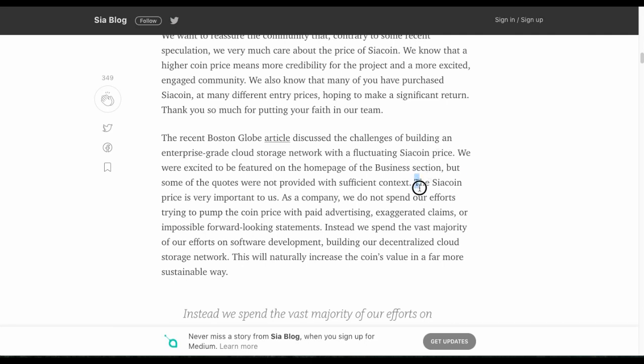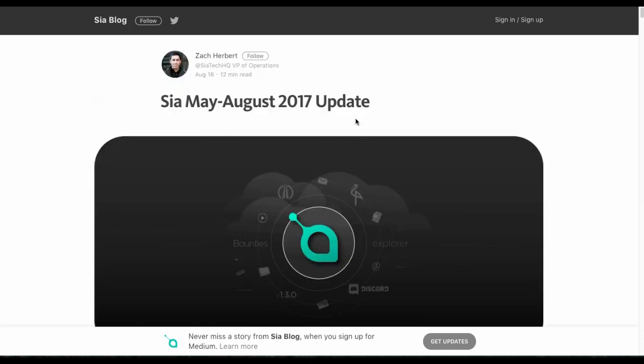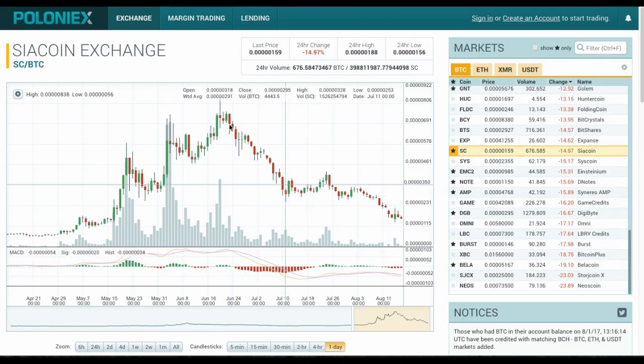And they also said, the Siacoin price is very important to us as a company. We do not spend our efforts trying to pump the coin price with paid advertising, exaggerated claims, or impossible forward-looking statements. Instead, we spend the vast majority of our efforts on software development, building our decentralized cloud storage network. This will naturally increase the coin's value in a far more sustainable way. So they've popped out a little update there to try and counteract some of the FUD, fear, uncertainty, and doubt that may have been occurring during this very large retracement from that high to this potential low right there.